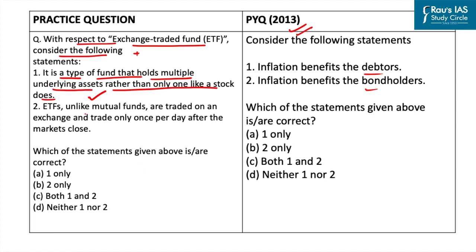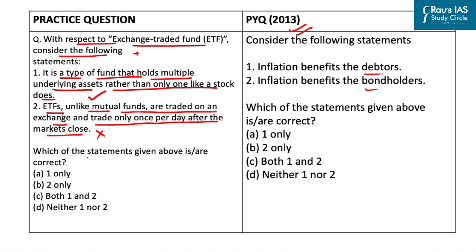Moving on to the second statement, it says ETFs, unlike mutual funds, are traded on an exchange and trade only once per year after the market close. Now, this statement is incorrect, as the ETF share price fluctuates all day as ETFs are bought and sold, and thus they are different from mutual funds, which are only traded once a day after the market closes.